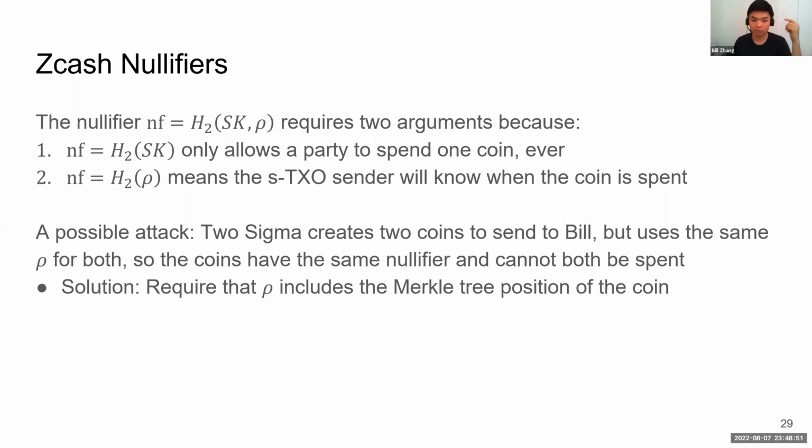That can be an additional check that the circuit uses. So the proof will check this additional thing. And this will prevent 2 Sigma from using the same rho for 2 coins that it sends to me.